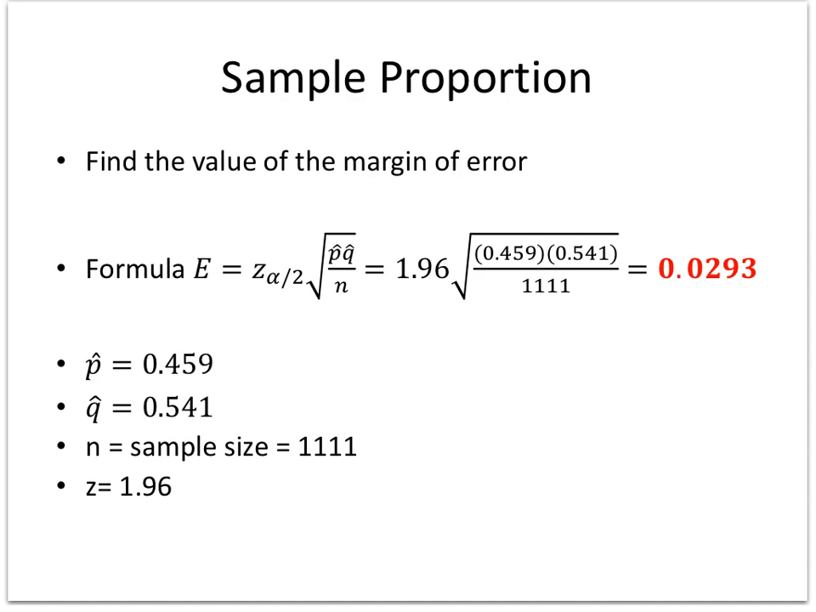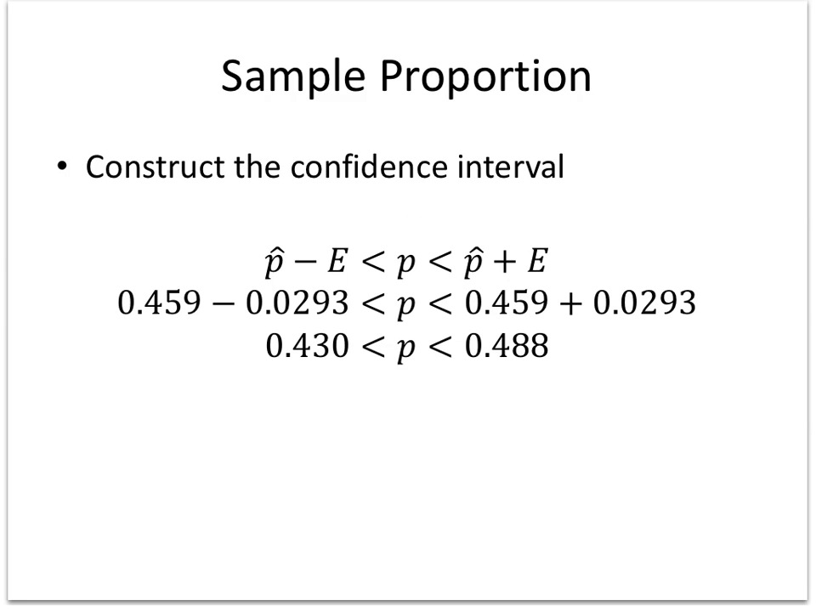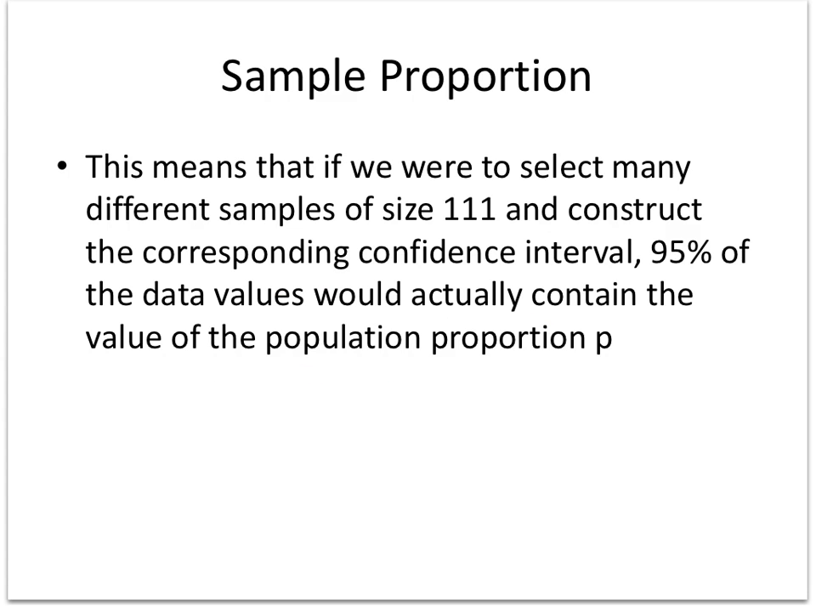We plug in our p hat, we plug in the sample size, and then we plug in our positive z value. When we calculate this, we get the actual margin of error, which allows us to put together the confidence interval for the proportion. This is the actual proportion, this is our sample. Simply take 0.459 minus the margin of error, and 0.459 plus the margin of error, and that gives us our confidence interval. We expect that if we selected many different samples of this same size and constructed the corresponding confidence interval that we just saw, 95% of them would actually contain the value of the population proportion.